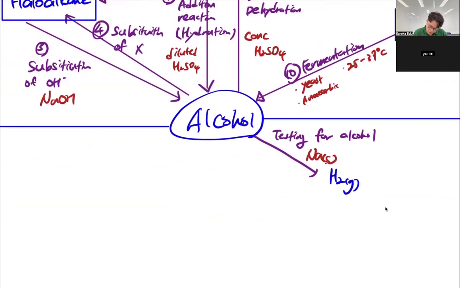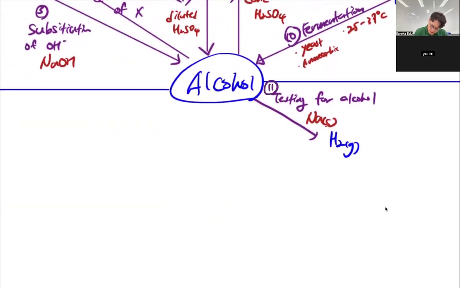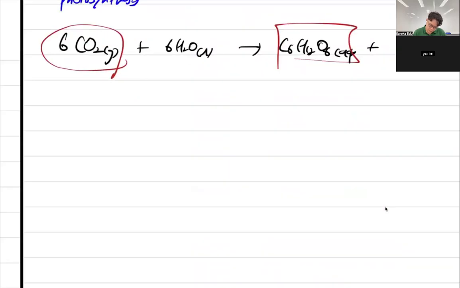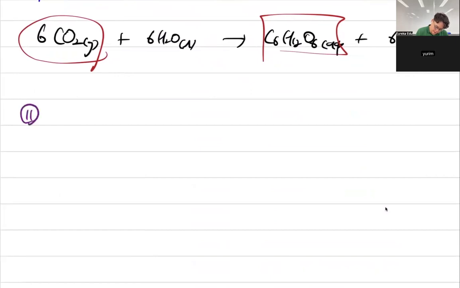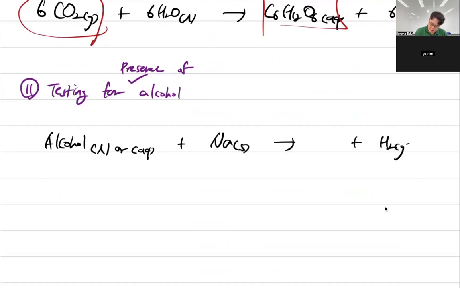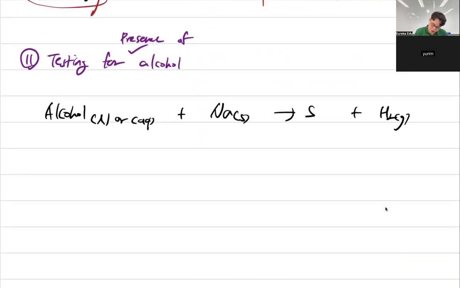So I'm going to put that as an equation. I'm making equation 11 like this here, continuing on from what we have done last week. So equation 11 is the testing for alcohol. In general, when we have any type of alcohol, which could be a liquid or even an aqueous solution, reacting with sodium metal, it produces some hydrogen gas, forming H2, and forming the salt.